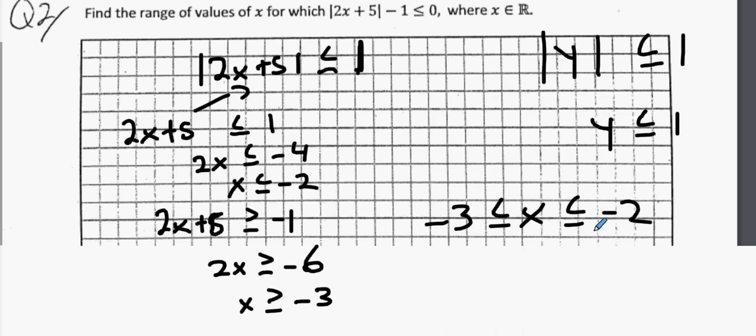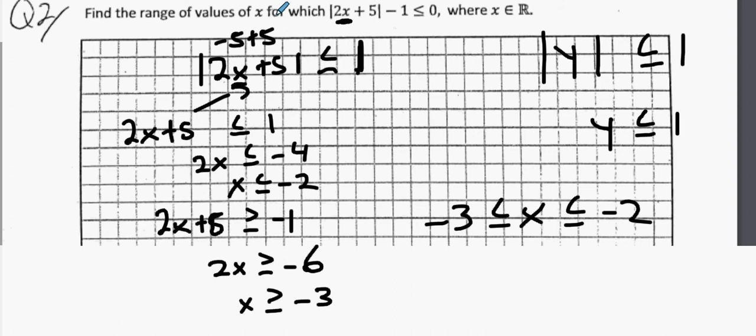How do you check that? Pick a value, yes, pick a value in between minus 3 and minus 2. Just do it for a sec. Minus 2.5? What happens if I put in minus 2.5 here? Becomes minus 5. Minus 5 plus 5? Is 0 smaller than 1?